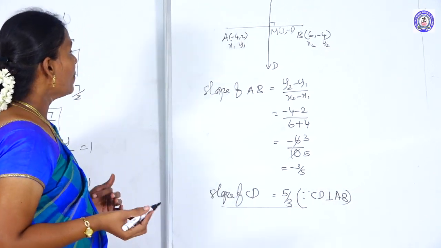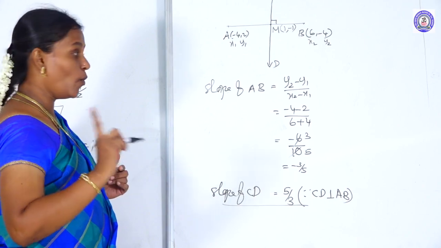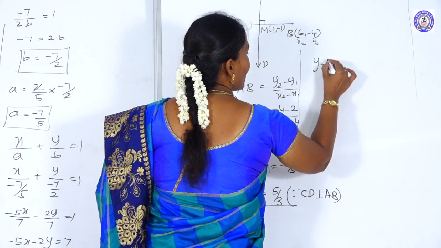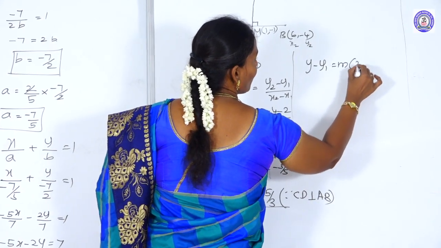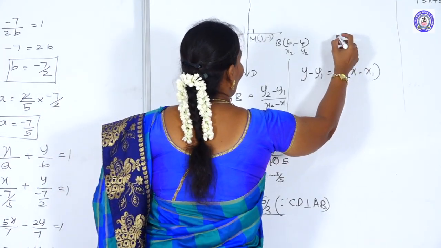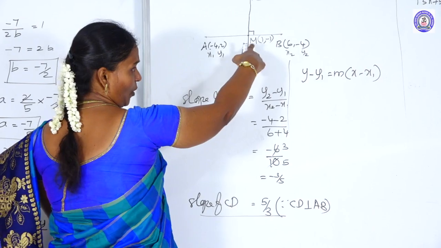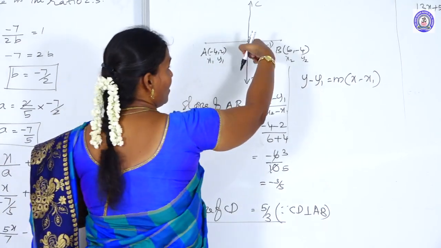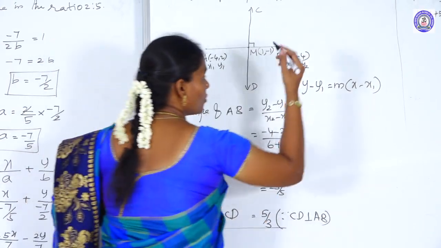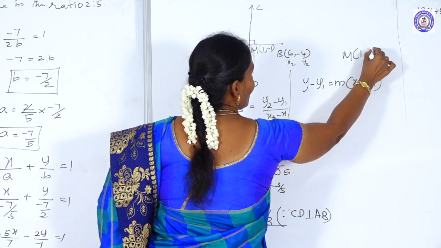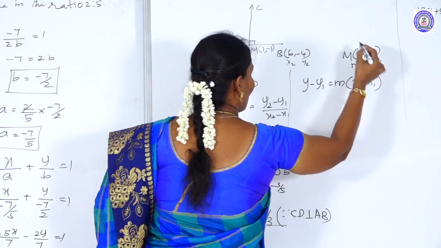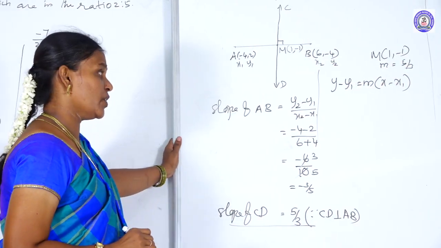So we take the slope and one point form. What is the slope and one point form? y minus y1 is equal to m of (x minus x1). What is the one point? See here, M is the one point. This perpendicular bisector passes through M(1, -1) and the slope m is 5 by 3. Now substitute in this equation.